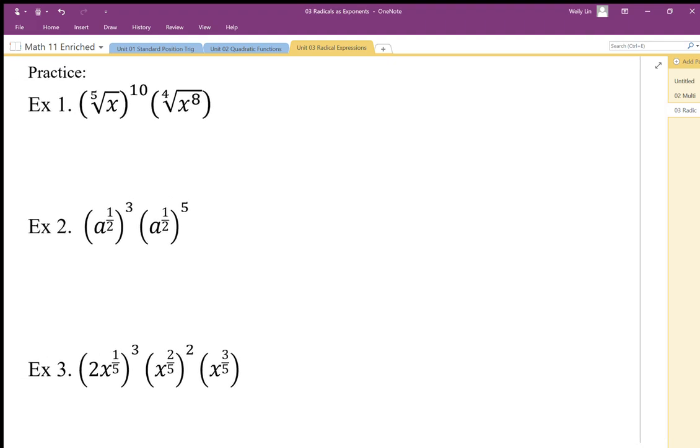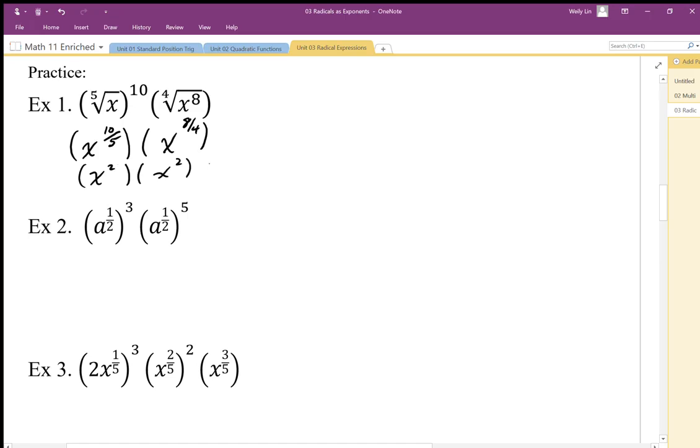So we can express these with rational exponents. Here we have x, our power is 10, our root is 5. Here we have x, the power is 8, the root is 4. Okay, so we end up with x squared here. This simplifies to x squared here. So we end up with x to the power of 4.